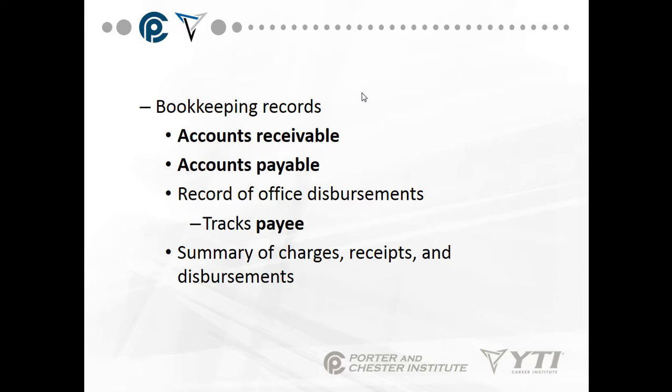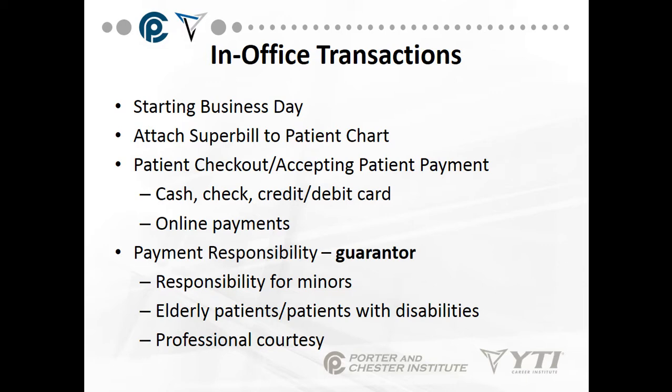And the record of office disbursements, we call this tracks the payee. This is the record of who did we pay. We keep a list of who we paid. It's like when you do your monthly bills. And we keep a summary of charges, receipts, and disbursements. So we always know where the money's coming from and who it's gone out to and when.